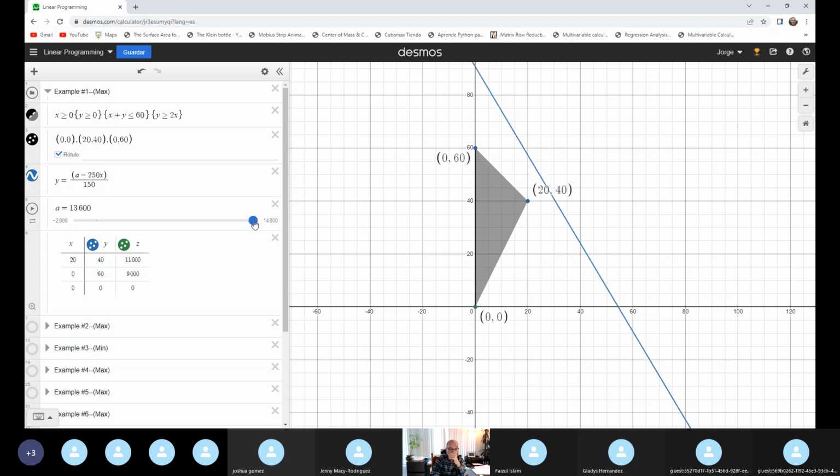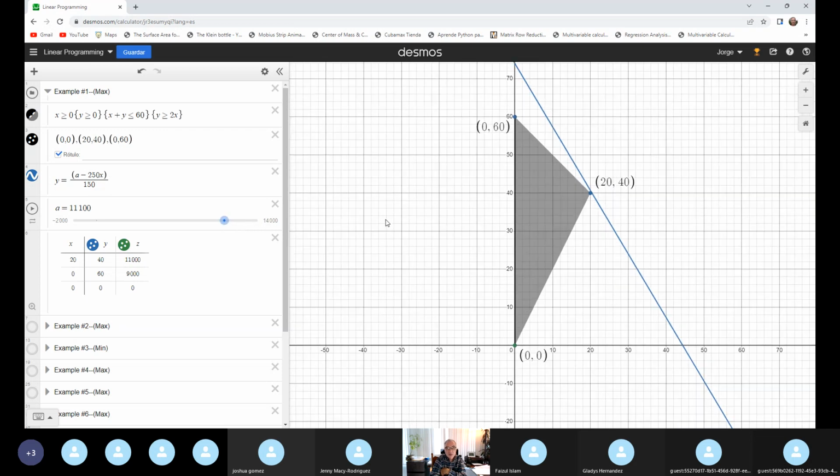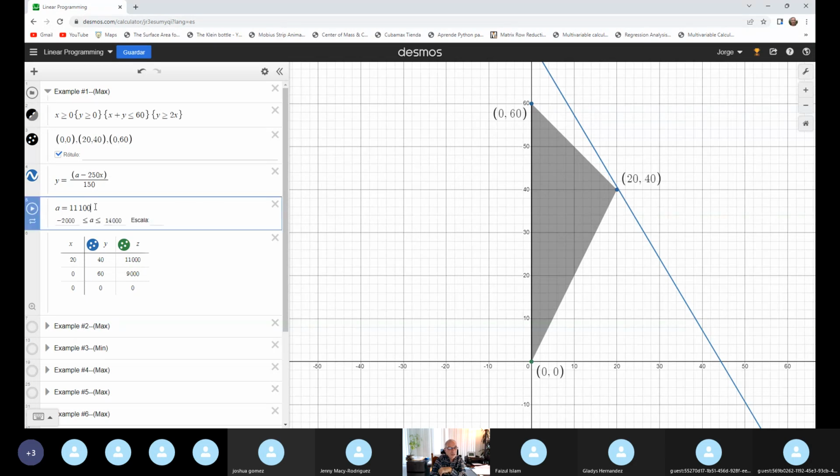When you move this line, this blue line represents the objective function. It's also a line, it's linear. But you see, amazing, the first point at which the line touches the polygon is here, and it's exactly at 11,000. Let me try 11,000. 1, 2, 3. Bam. What's the maximum? Vale. Do you see now? Do you understand the idea?